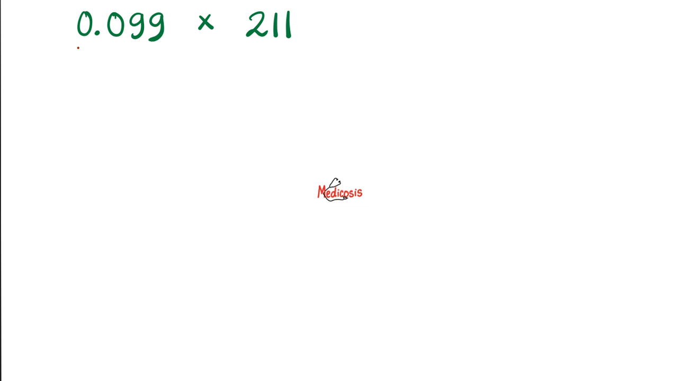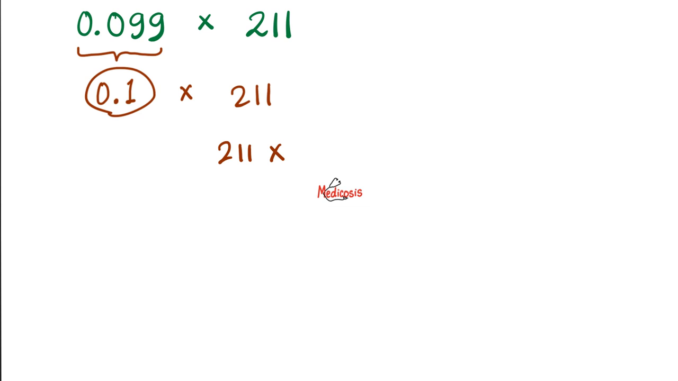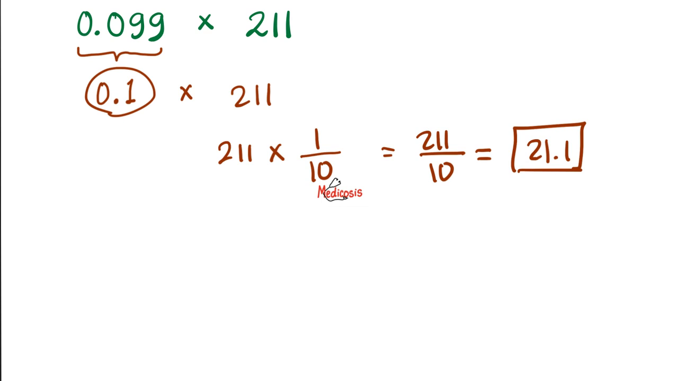Next, how about something like this? Well, let's approximate. It's better to be approximately right than precisely wrong. 0.099 is almost 0.1. Multiply that by 211. When you multiply something by 0.1, it's as if you're multiplying it by 1 over 10, which means you are dividing it by 10. And just like that, the answer will be 21.1. This is the approximated answer. If you want the actual answer, it's 20.889, which is very close.